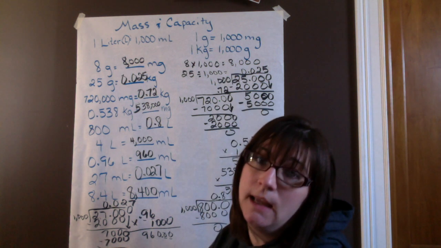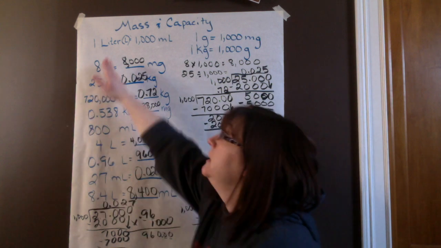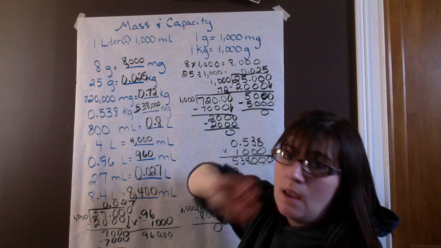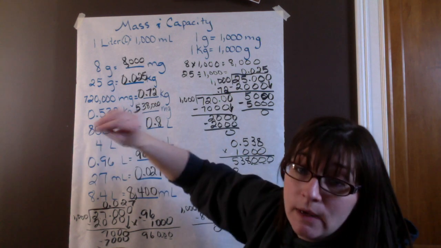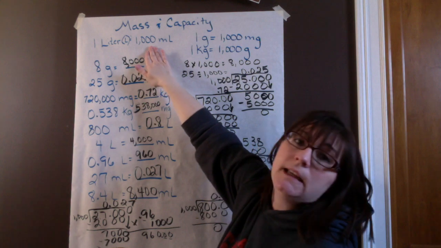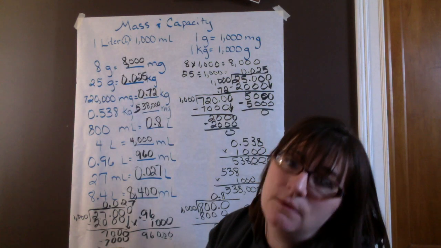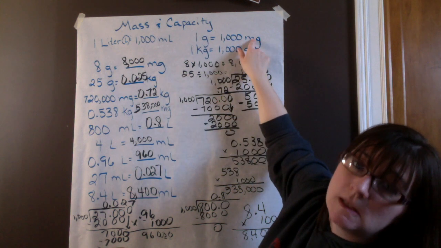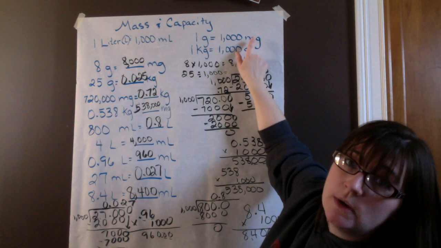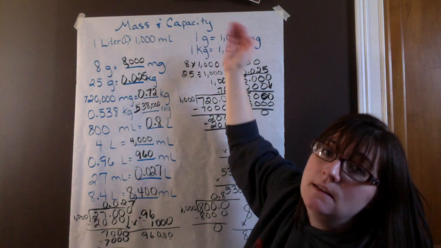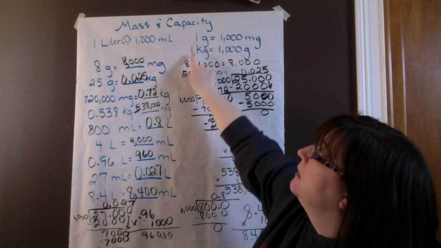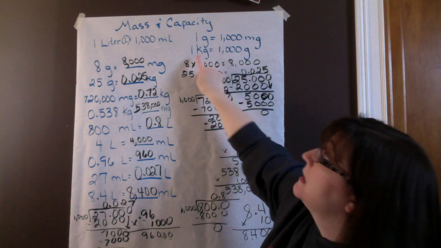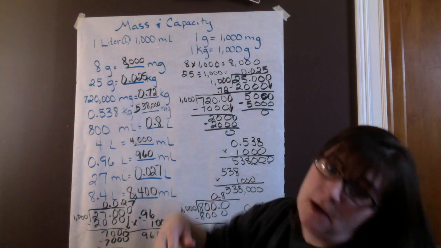Okay? So going from liters to milliliters, multiply times 1,000. If you need to write this down, write it down. Going from milliliters to liters, divide by 1,000. If you're going from grams to milligrams, multiply by 1,000. If you're going from milligrams to grams, divide by 1,000. Kilograms to grams, multiply by 1,000. Grams to kilograms, divide by 1,000.